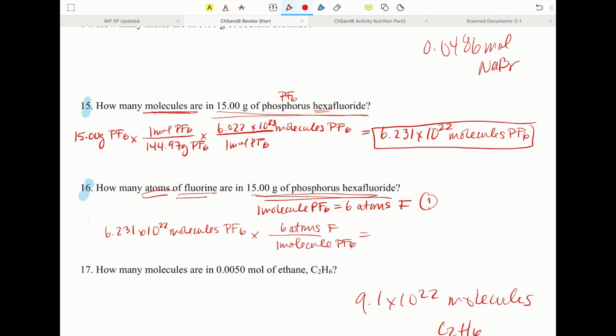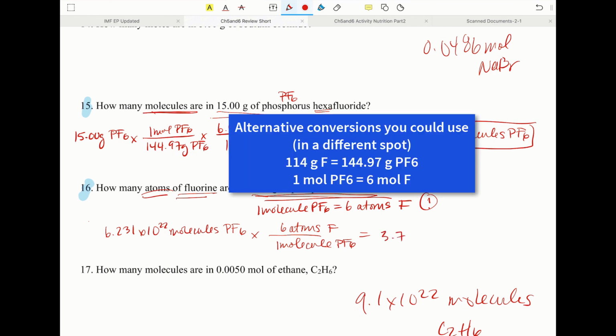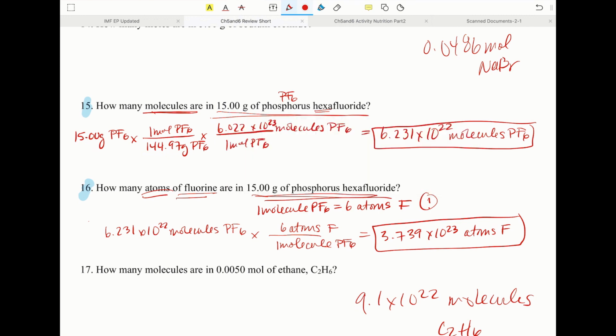Alternatively, there are mass relationships we could do. There are mole relationships we can do. There are lots of routes to get to the final answer. So you're more than welcome to bring your work or show me your work, and we can talk about if your method is correct or not.